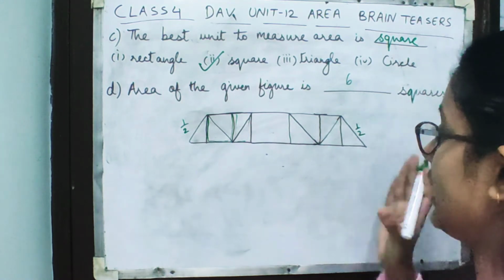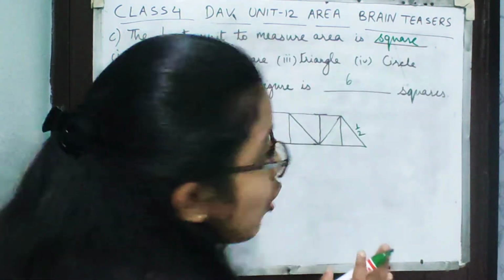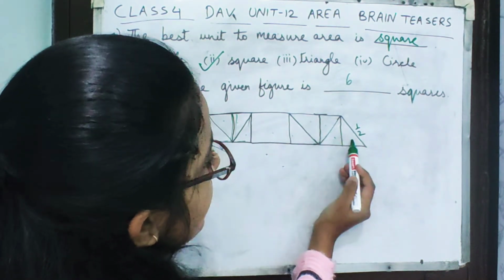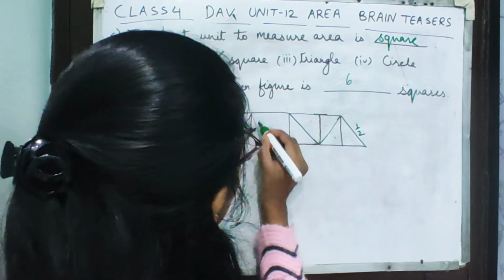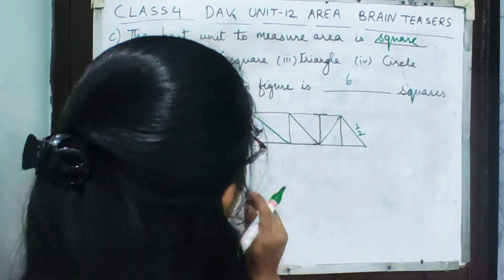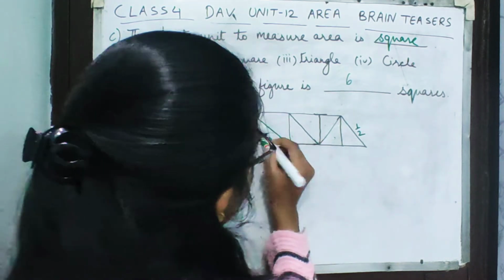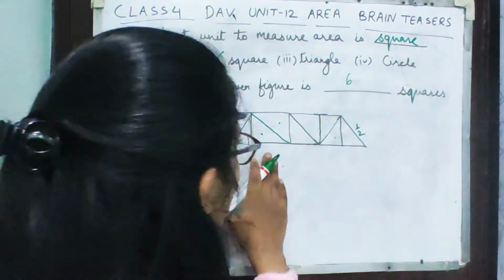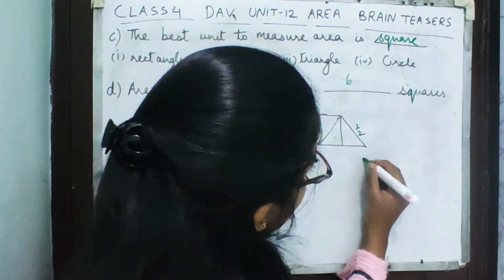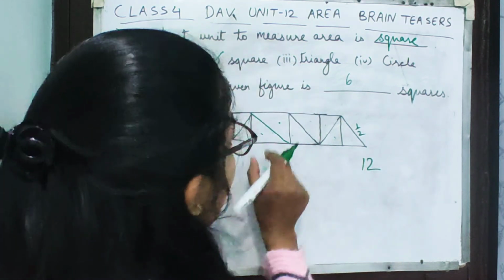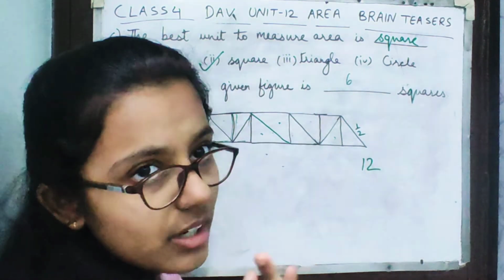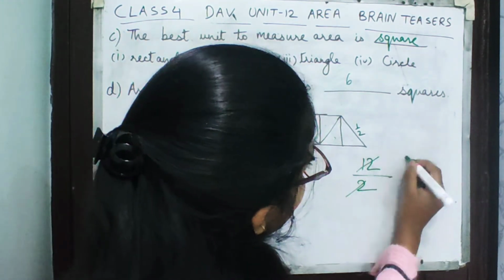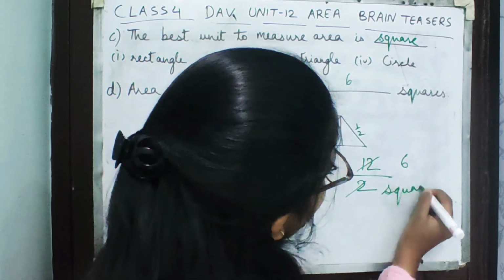We can do this question in another way also, that is, we can count all the triangles. That is 1, 2, 3, 4, 5, 6, 7, 8, 9, 11. Then we can also divide this square, and after dividing it we'll get two triangles. So in total we will get 12 triangles. But we divided a square to form two triangles, so we will do 12 divided by 2. So we will get again 6 squares.